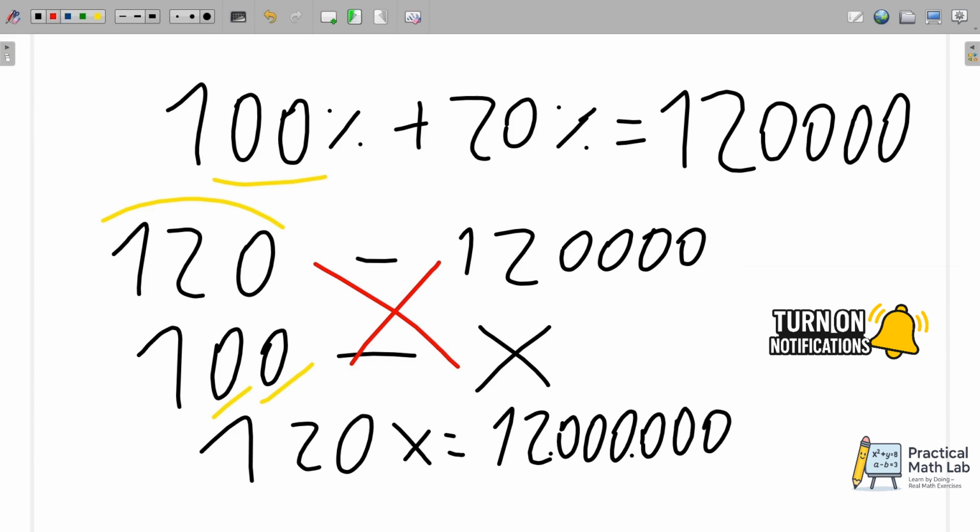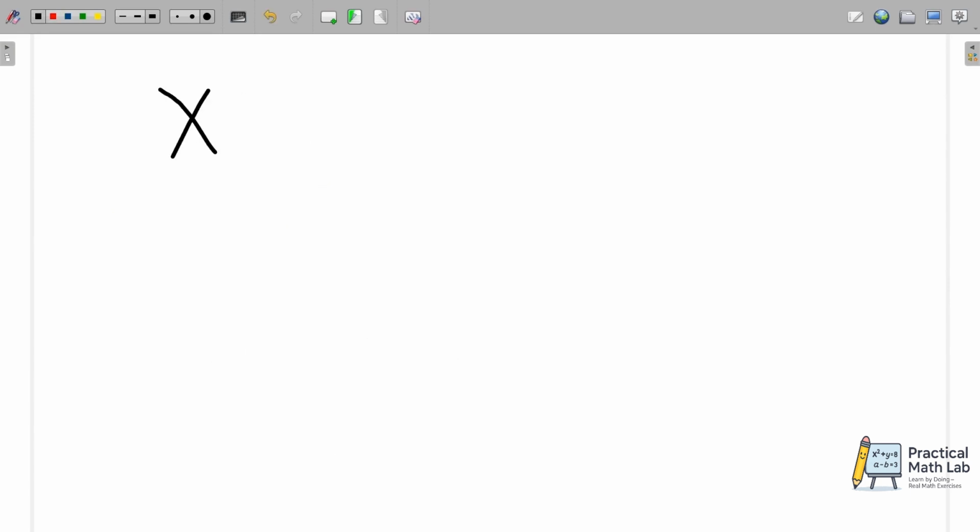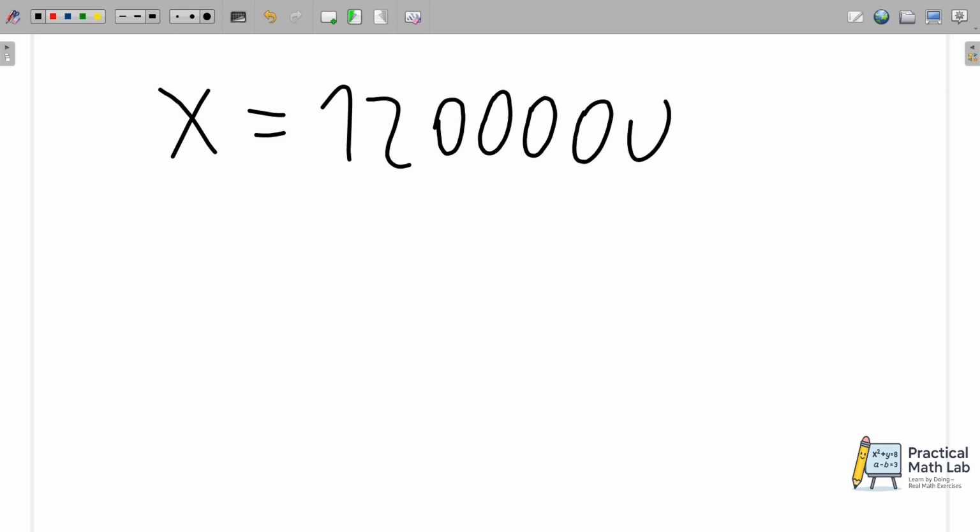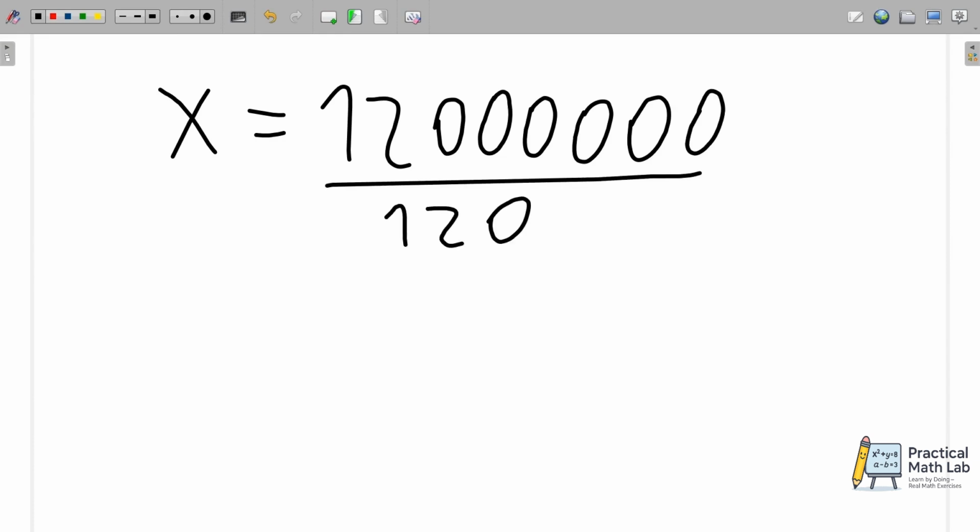Here, we have a multiplication happening. So how does it go to the other side? By dividing. So it will be X equals 12 million divided by 120. Right away, what do we do? Are there zeros at the end here? Cut. Now it's 120,000 divided by 12.